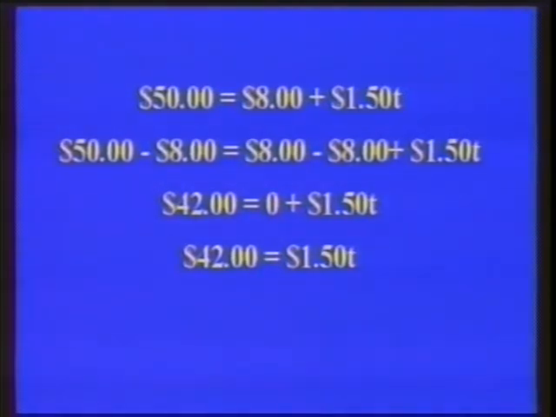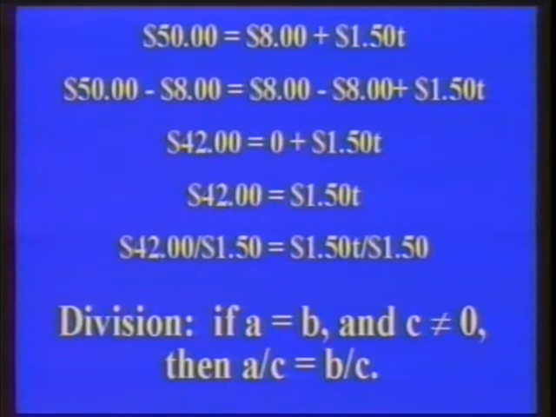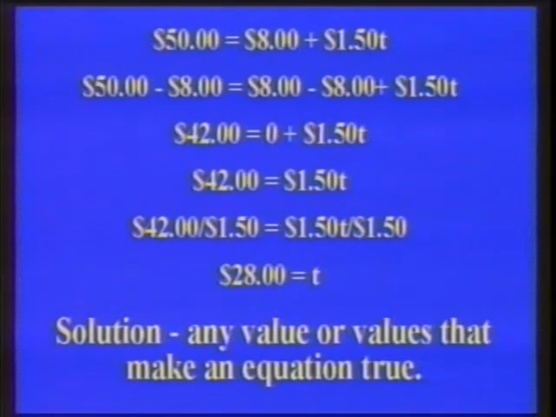To get the exact number of tickets that can be bought, we use what's called the rule of division. The rule of division is if A is equal to B and C is certainly not equal to 0, then A divided by C would equal B divided by C. And if you'll notice in the work, if you'll take $42 as A, again, $1.50T would be our B. We would divide by C, our $1.50, and the law of balance would cause us to do the same thing on both sides of the equation, resulting in T equaling 28.